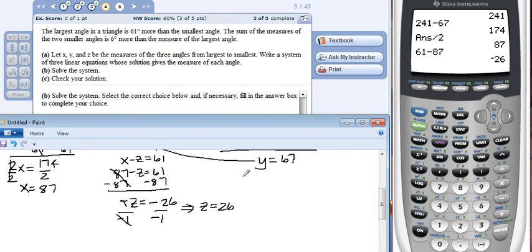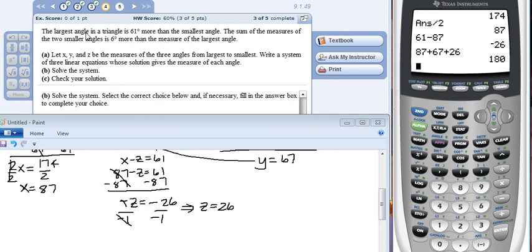So let's check to see if these parameters are satisfied. First of all, do my angles add to 180? Does 87, 67, and 26 add to 180? If they didn't, they couldn't possibly be right.